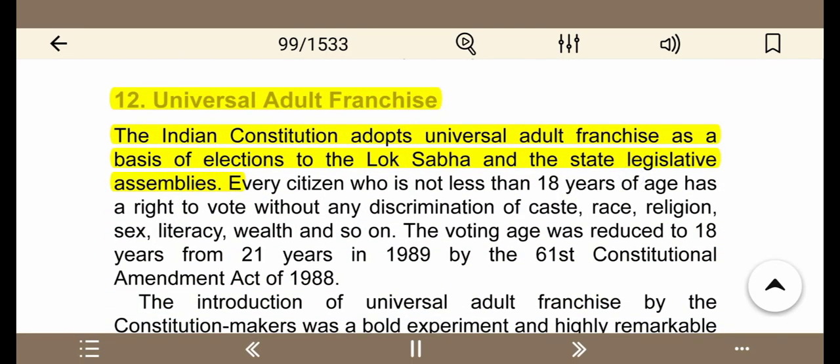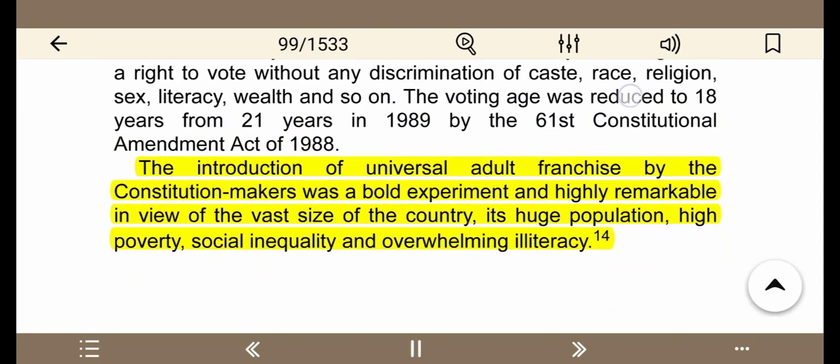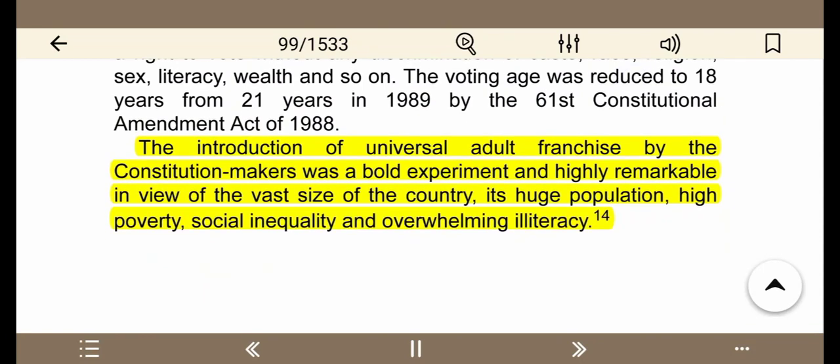The Indian constitution adopts universal adult franchise as a basis of elections to the Lok Sabha and the state legislative assemblies. Every citizen who is not less than 18 years of age has a right to vote without any discrimination of caste, race, religion, sex, literacy, wealth, and so on. The voting age was reduced to 18 years from 21 years in 1989 by the 61st Constitutional Amendment Act of 1988. The introduction of universal adult franchise by the constitution makers was a bold experiment and highly remarkable in view of the vast size of the country, its huge population, high poverty, social inequality, and overwhelming illiteracy.